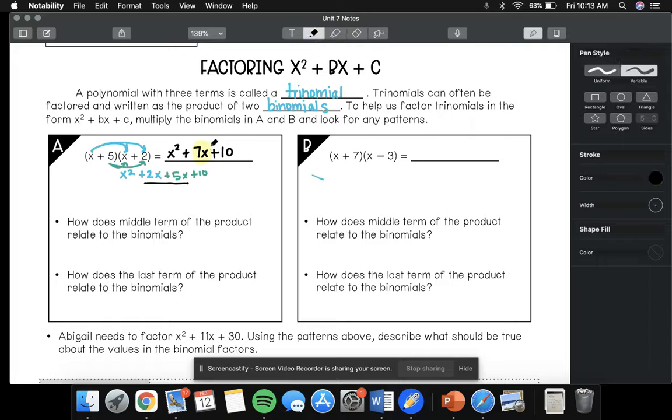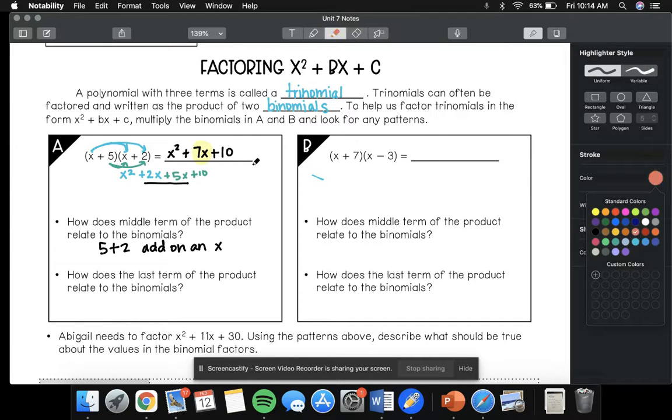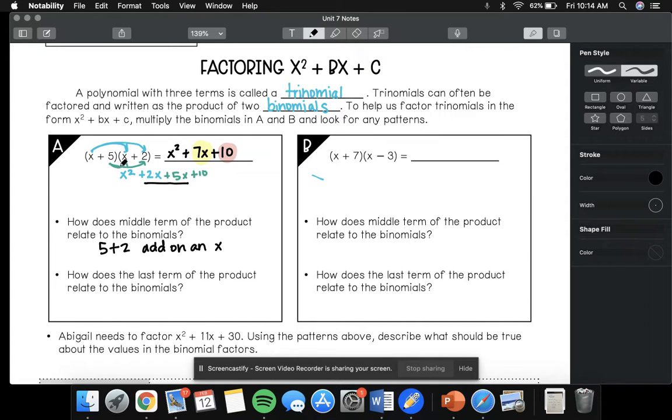It's asking, do we know how 7x is related to the original problem, x plus 5 and x plus 2? Well, it looks like it's 5 plus 2, which are these two numbers, and then you just add on an x. How does the last term relate to the product? The last term is 10. How does that relate to the original problem? Well, 5 times 2 is 10. So that's something cool to notice.